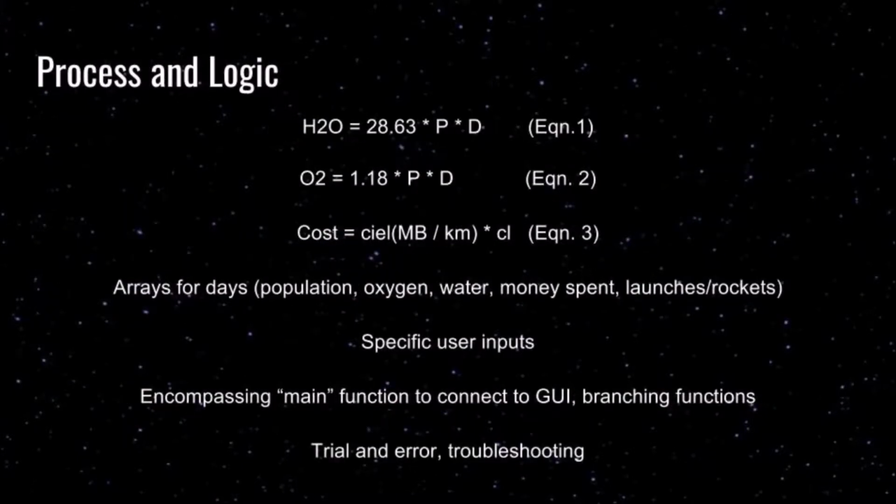These models, confirmed through trial, error, and troubleshooting, reflect the resources available on base per day and the cost for resupply. The outputs are populated into arrays whose length is determined by how long it takes the population to grow, plus 50% of that time.